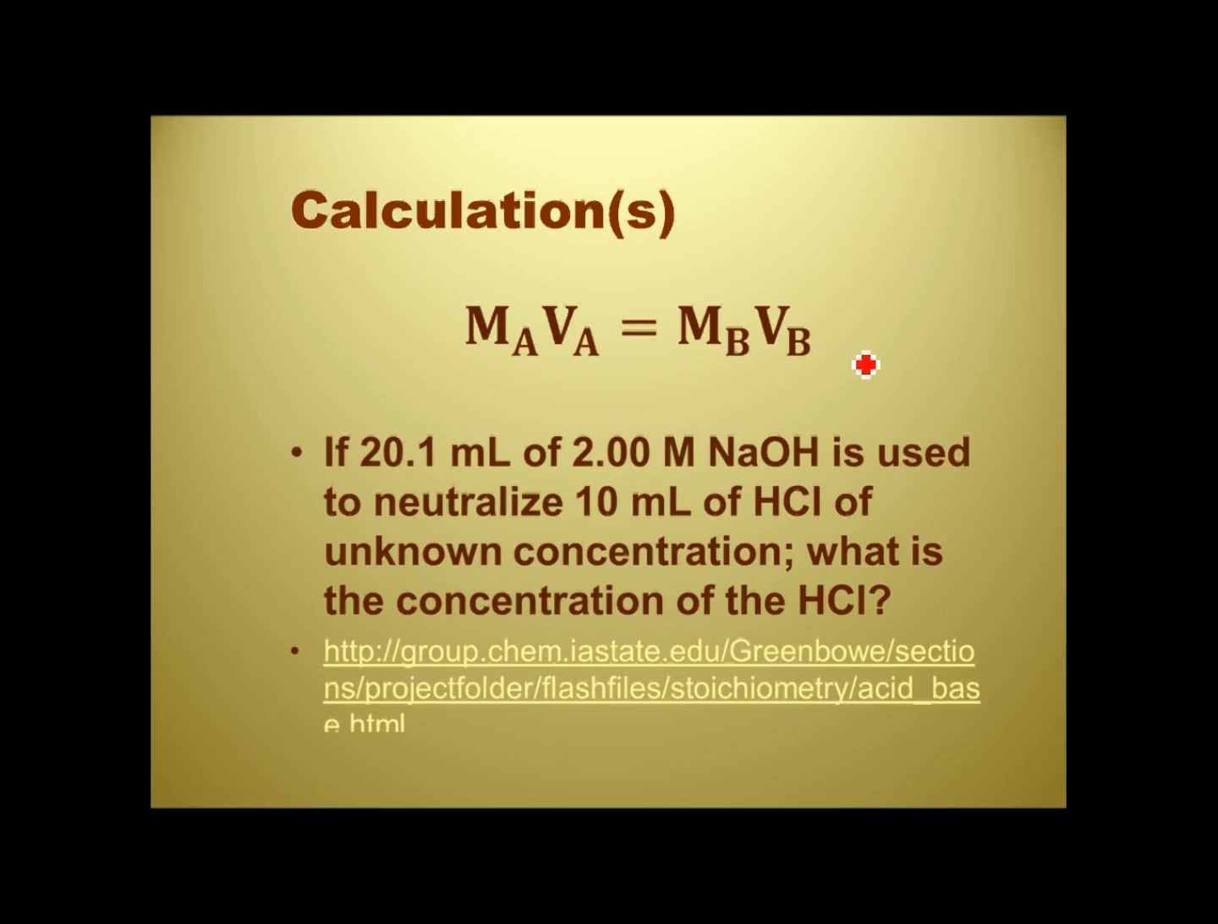MAVA equals MBVB. And the problem that we've been given: 20.1 milliliters of a 2 molar sodium hydroxide is used to neutralize 10 mL of HCl of unknown concentration. What is the concentration of the HCl? Okay, so pause the video for a moment and write down what needs to be done and even solve it, okay? Okay, so as you suspected, we're going to try and solve that now.